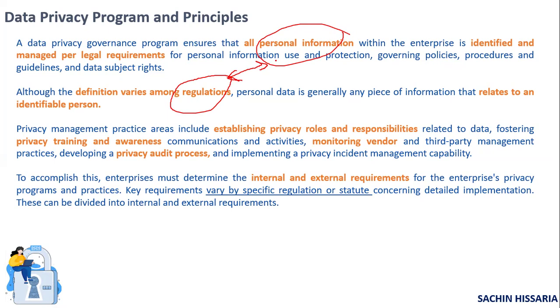But in general, personal data is any piece of information that relates to an identifiable person. For example, if I get to know your PAN number or your driving license number, I can easily find out that this is Sachin Hissaria. So basically, this is a piece of information which relates to an identifiable person. So this is personal information, correct?